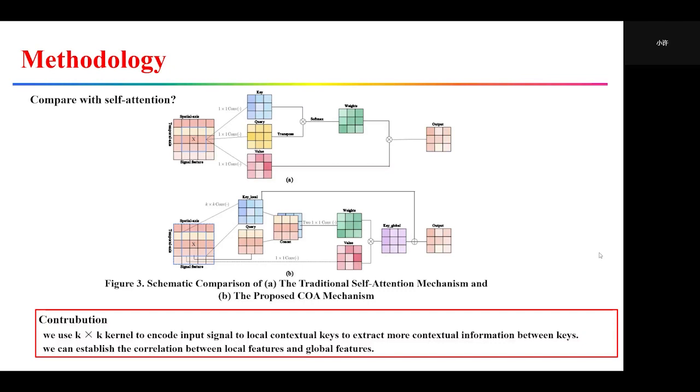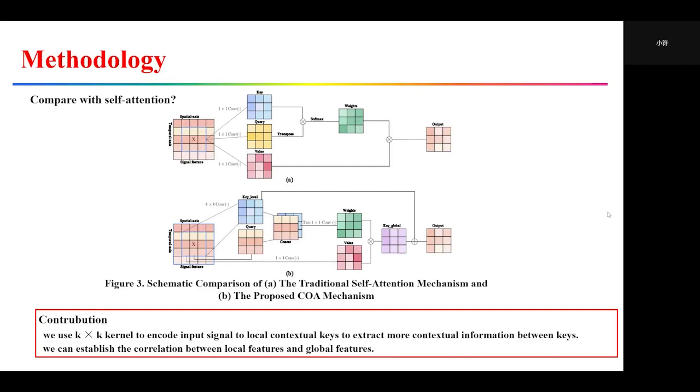Then, we will introduce our methodology. The traditional self-attention mechanism establishes signals' temporal and sensor channel correlation. However, the correlations of query-key pairs in traditional self-attention are learned on independent query-key pairs, which ignore the abundant contextual information between neighborhood keys.